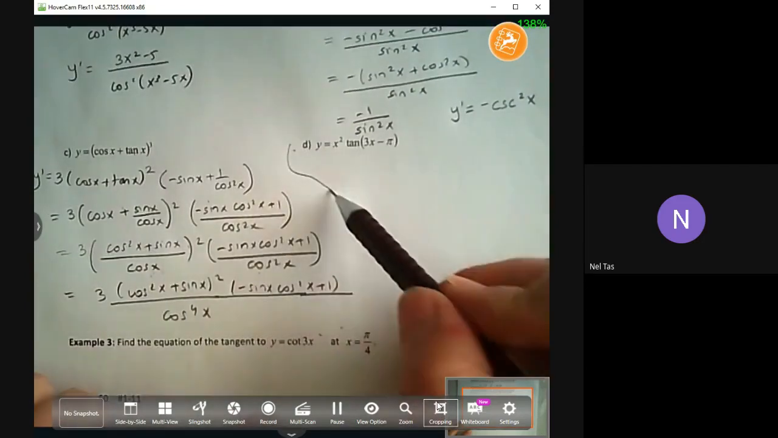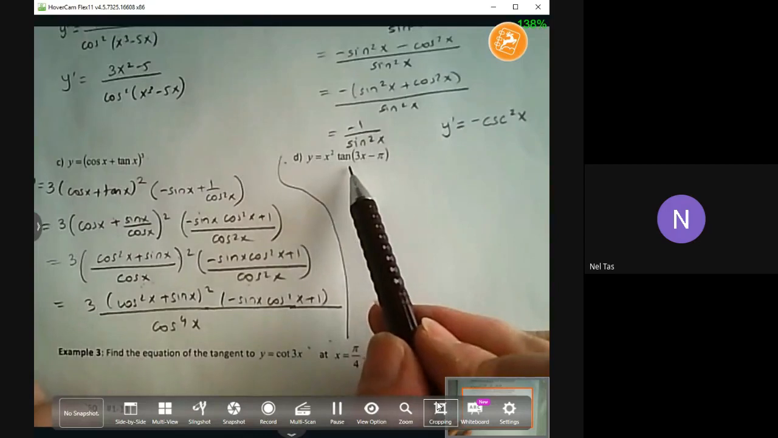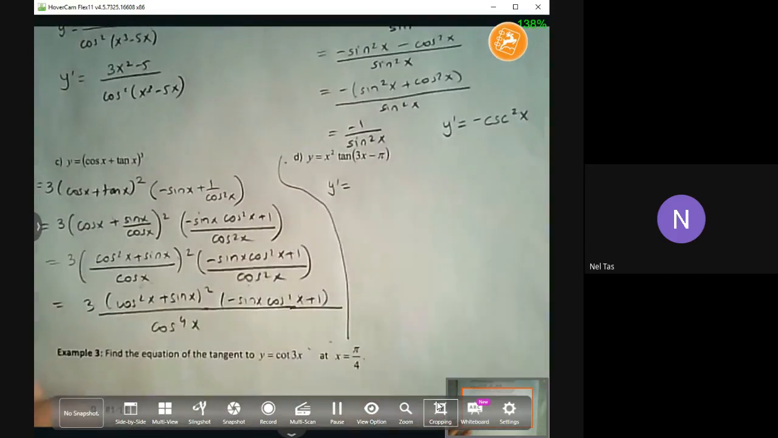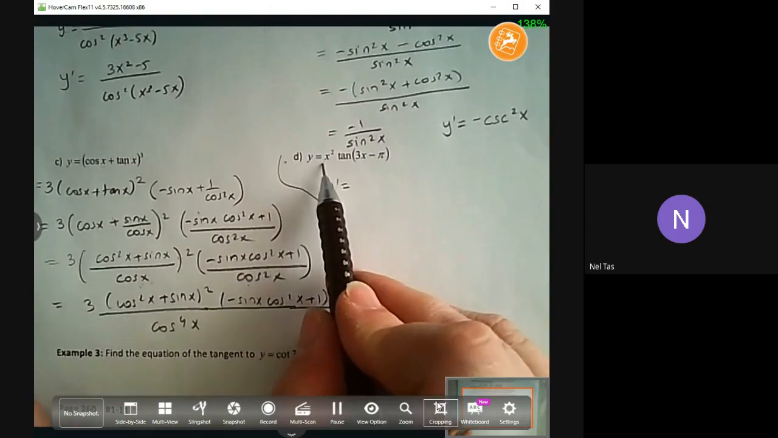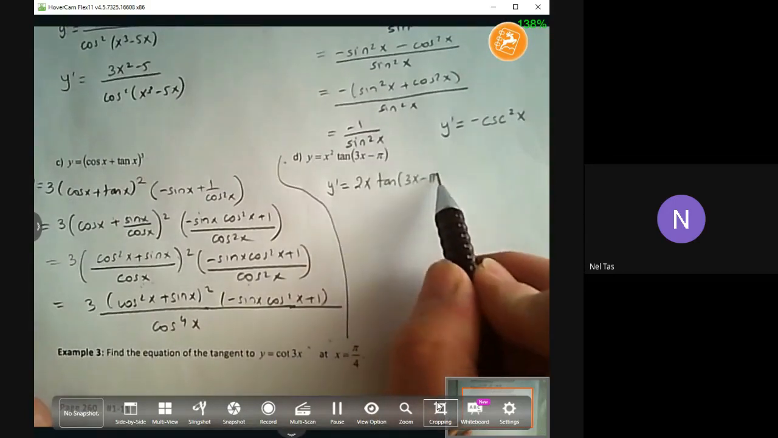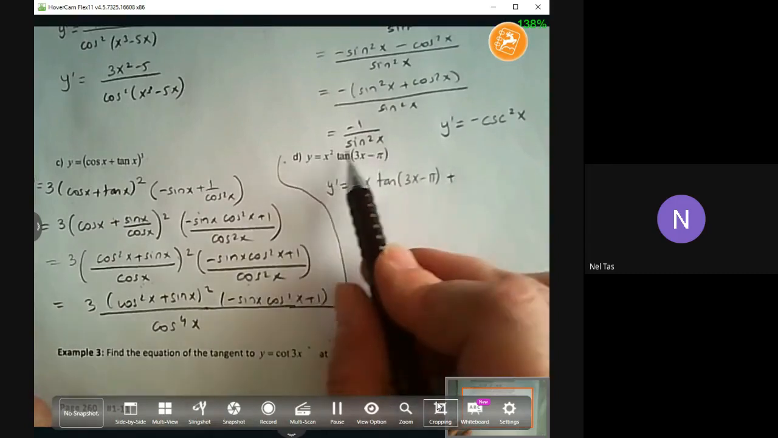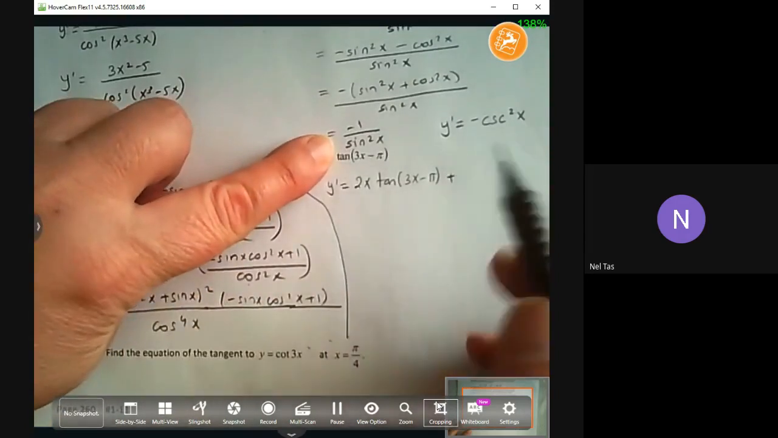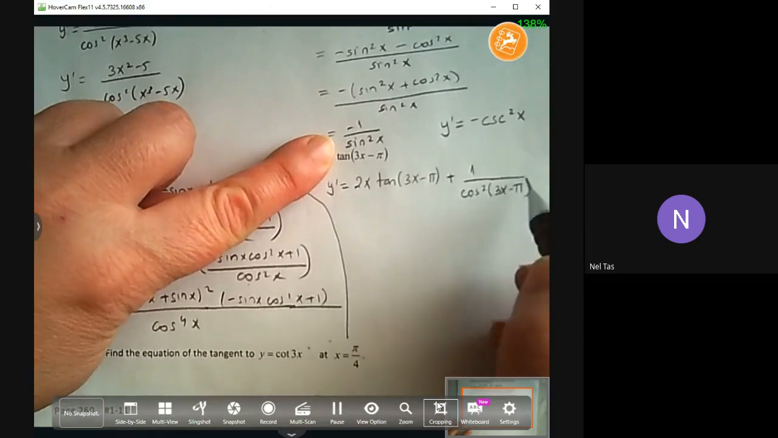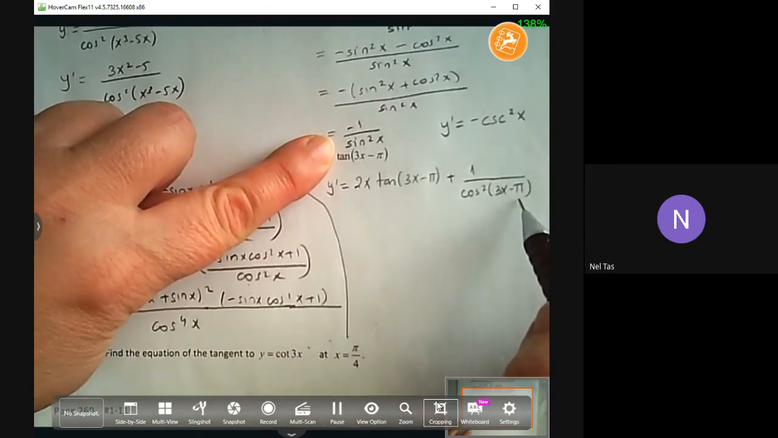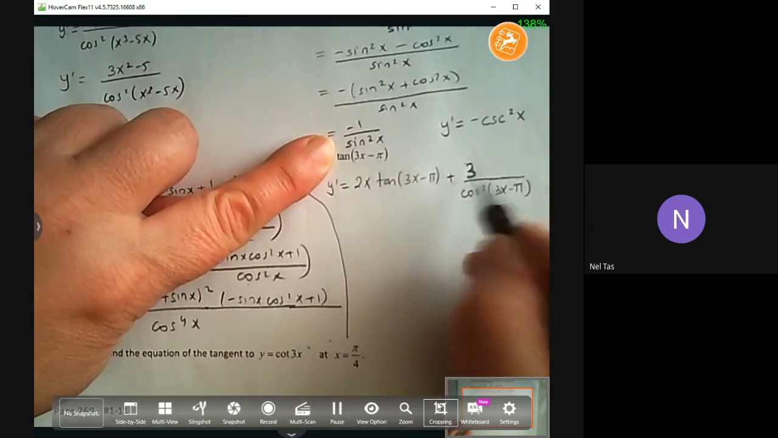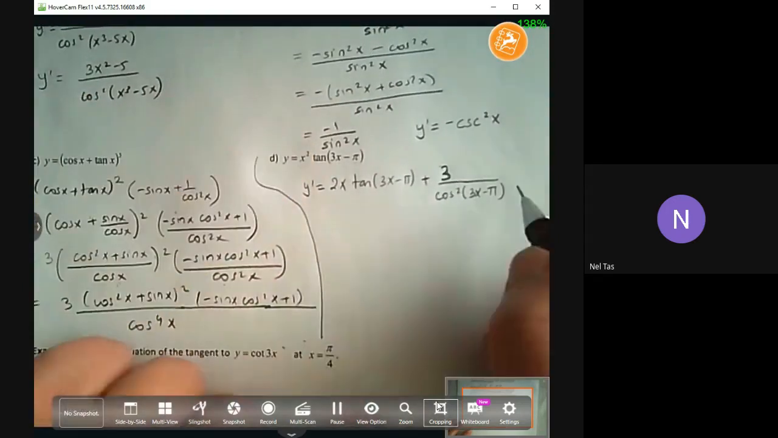Okay, let's look at D. We have x squared times tangent 3x minus pi. So we need to apply the product rule as we take the derivative. Derivative of the first function, 2x, times the second function, tangent 3x minus pi, plus the derivative of the second function. The derivative of tangent 3x minus pi is 1 over cos squared 3x minus pi, and we're going to multiply this by the derivative of the angle. So the derivative of 3x minus pi is 3, so times 3. I'm just going to put it here. Times the first one, x squared.